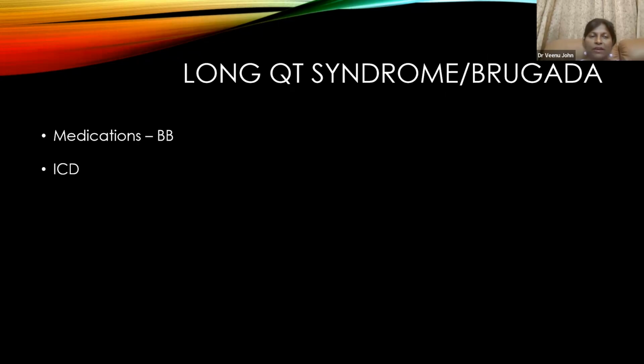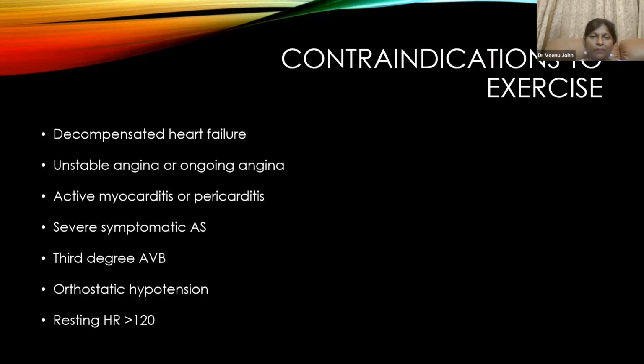Long QT and Brugada, they are not allowed high intensity activity. They may need an ICD depending on risk factors, whether they've had a syncope, pre-syncope, or any family history of sudden cardiac death. Complex congenital heart disease with cyanosis, they are only allowed low intensity activity. We can't even gradually increase their activity.